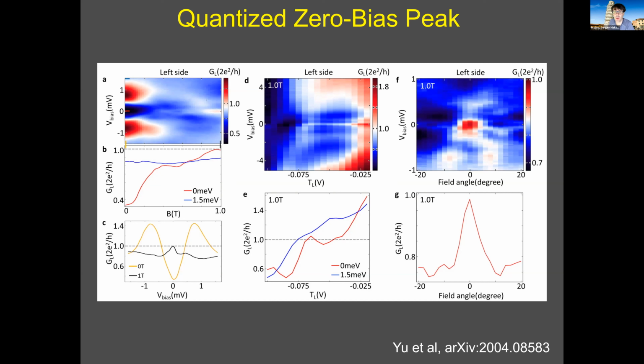But here now we said, well, it's so important, let's look for it. So we found some peaks that go up in height and reach the right value. So here in panel A and B, you can see line traces in magnetic field where zero bias conductance reaches the value of 2e squared over h.